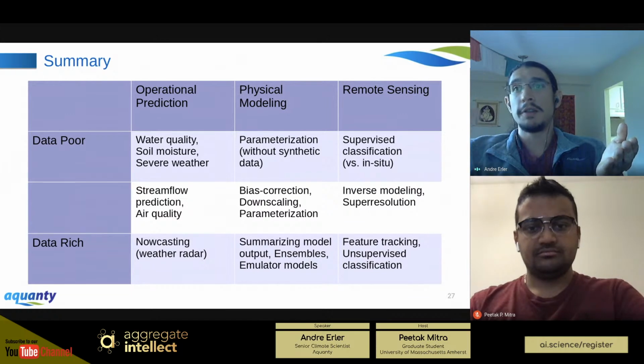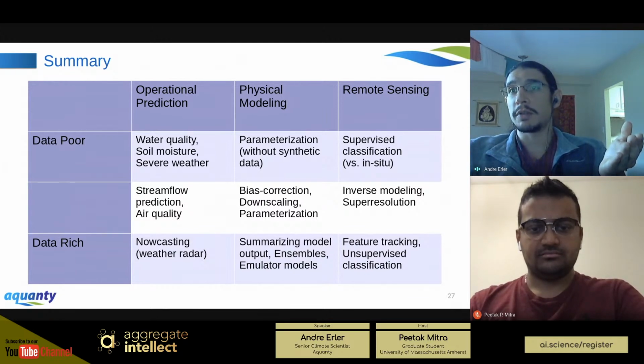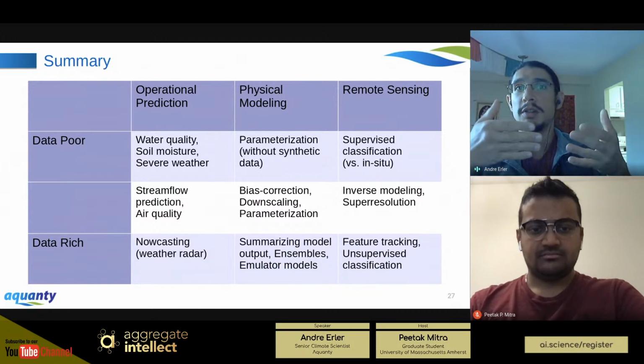In remote sensing, feature tracking storms, tracking hurricanes, for example. Well, hurricanes are actually fairly easy to track, but tracking convective storms, for example, from satellite images, this kind of stuff. There's lots of data, and you can summarize it using machine learning.